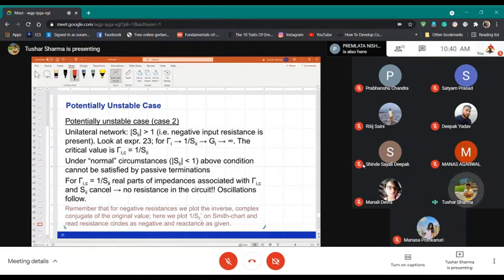So we were plotting S11 conjugate there. We plot 1 over S11 conjugate and read the resistance circles as negative and the reactance as given, which means that if I have an impedance, say, 0.5 plus j1.2, my conjugate is 0.5 minus j1.2. I will read the real part as minus 0.5, because what that means is that if my device sees negative resistance of that particular impedance, it will start oscillating.